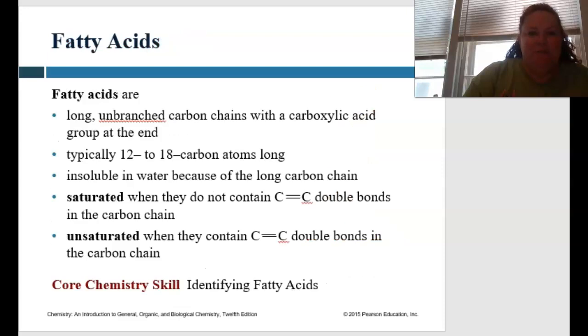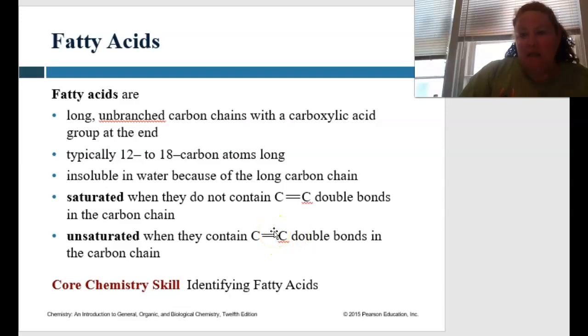So fatty acids are long, unbranched carbon chains with a carboxylic acid group at one end. They're typically 12 to 18 carbon atoms long, and remember, they're insoluble in water because of that long carbon chain. They're called saturated when they do not contain a double bond between two carbons, and they're unsaturated when they do contain a double carbon bond.